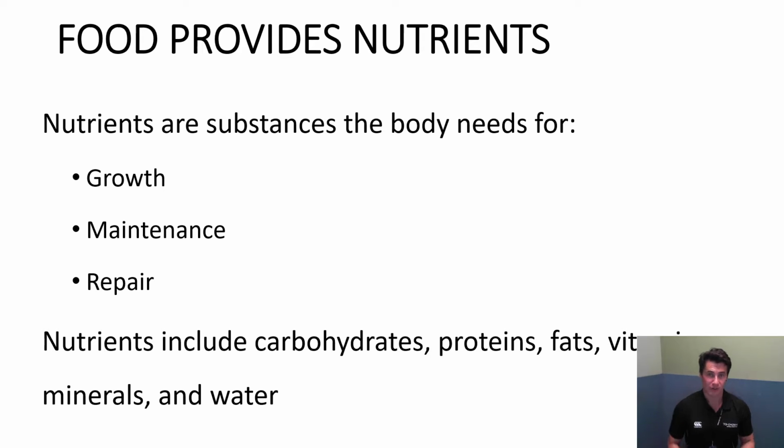So our food provides nutrients. They are the substances that the body needs to grow, to maintain life, to maintain function, and for repair. Nutrients include our 3 macronutrients, which provide us with energy: carbohydrates, proteins, and fats. But we also have vitamins and minerals, which assist all the metabolic functions of the body, but don't directly provide us with energy. And then water.